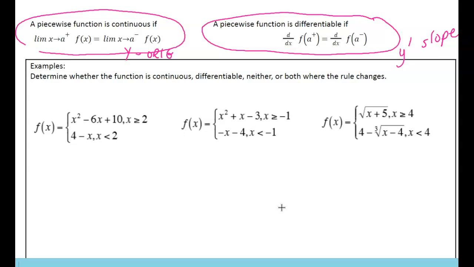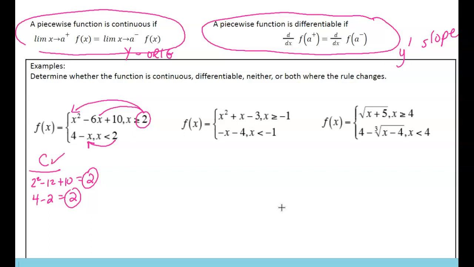So it says, once again, determine whether the function is continuous, differentiable, neither, or both of the piecewise functions. So let's talk about continuity, and I'm just going to label it. For continuity, I'm going to use the original. So I need to plug in the x value and see what we get. Even though it's not equal, remember, I could have an open hole or a closed hole, but we want them to meet up and be the same. So on the top, we get what? 2 squared minus 12 plus 10. So 4 times... 14 minus 12 is 2. And on the denominator, the second part, 4 minus 2 is 2. So since these y values are the same, it is continuous.